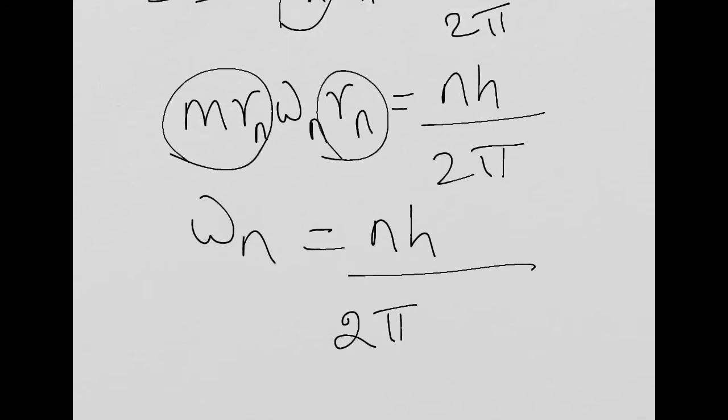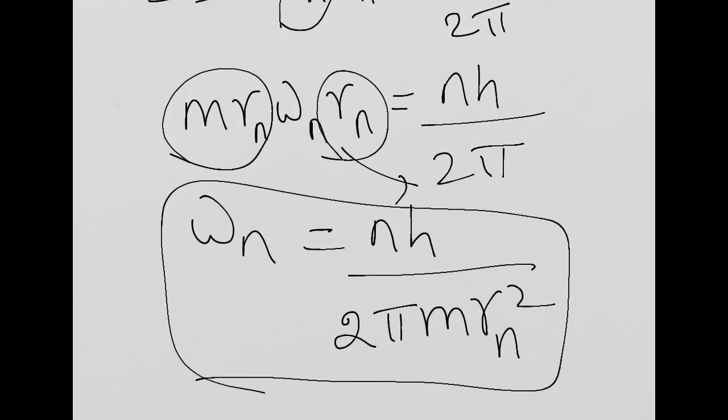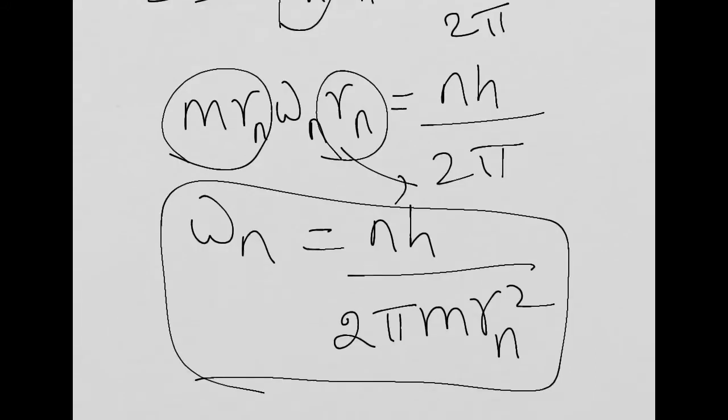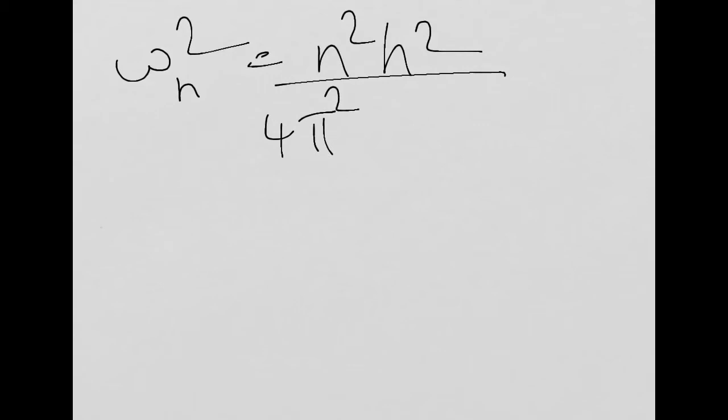This will come down here, no? So it will become m rn square. How about squaring this on both sides? Then it will become omega n square equal to n square h square by 4 pi square m square rn power 4, right? So omega n square is equal to n square h square by 4 pi square m square rn power 4.